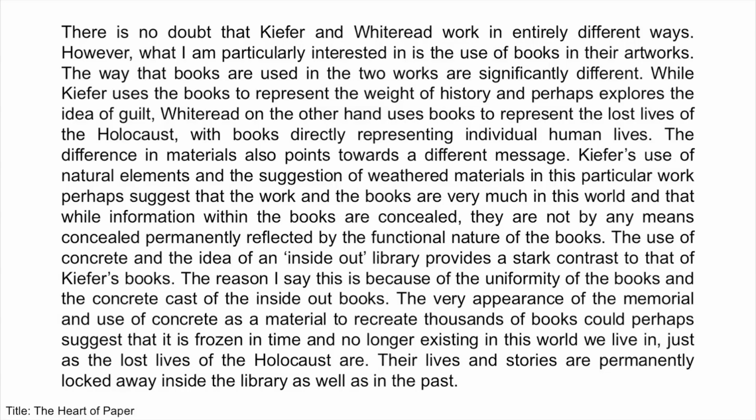In this paragraph, a student explores the differences and approaches of the artists Anselm Kiefer and Rachel White-Read to the concept of books.